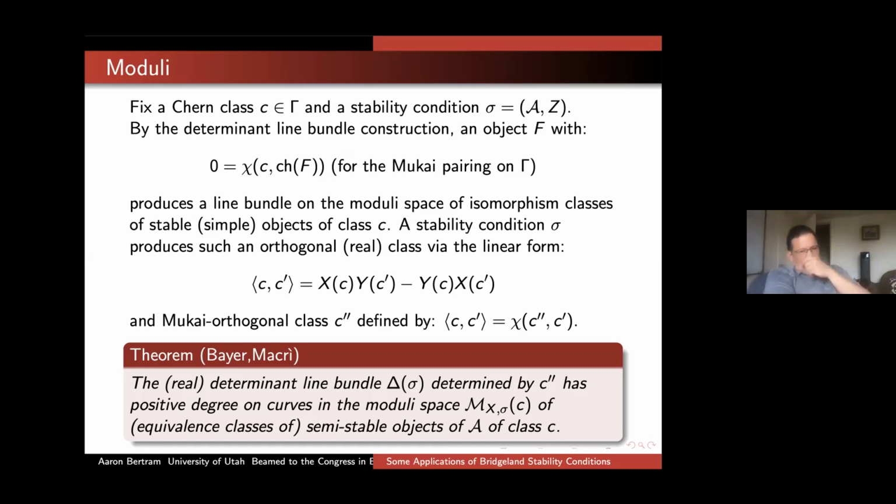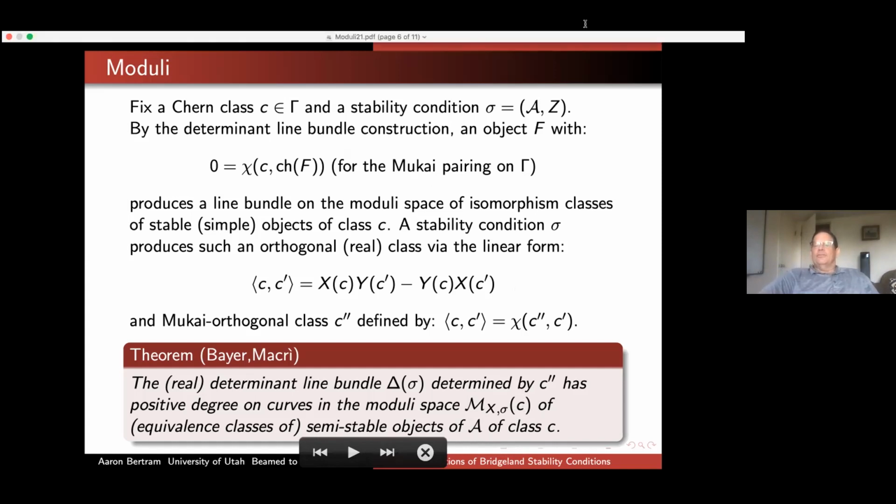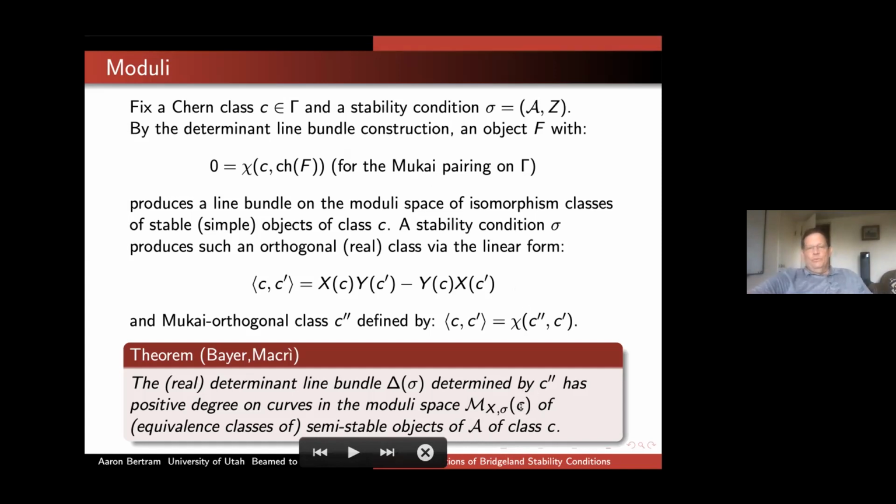I'm hiding a lot of very difficult questions, but basically the idea is supposed to be that unlike the Gieseker moduli, the Bridgeland moduli are coming equipped with a polarization, a line bundle or real line bundle of positive degree on curves. So by Kleiman's criterion, if we knew in advance that this moduli was projective, then this would determine an ample line bundle, an ample class.